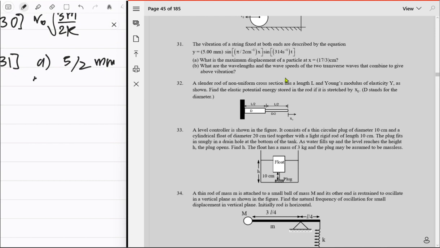और क्या है B? B is what are the wavelengths and wave speeds of the two transverse waves that combine to give this wave. So ये जो चीज़ है वो 2a है और ये अपना k है, ये ओमेगा है. Then c is just omega upon k, if I believe. Yeah, I think that was the thing, right? Omega upon k, right?